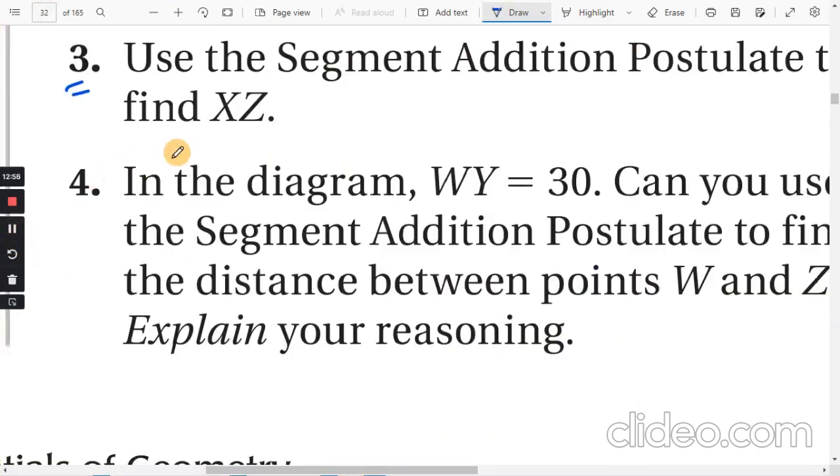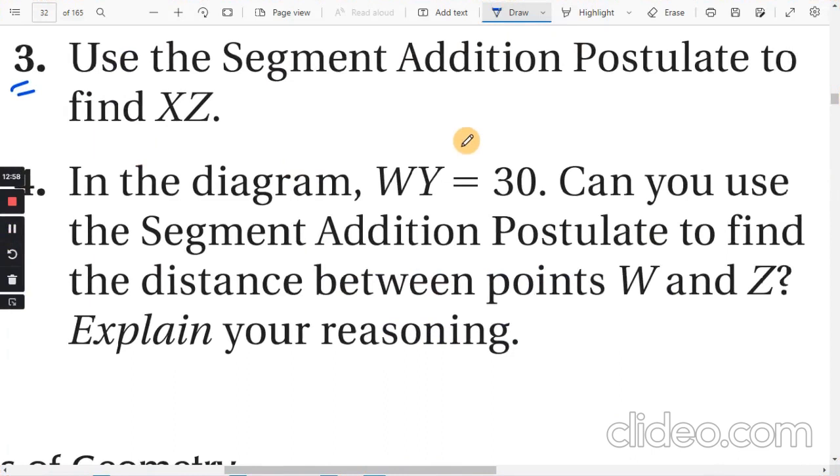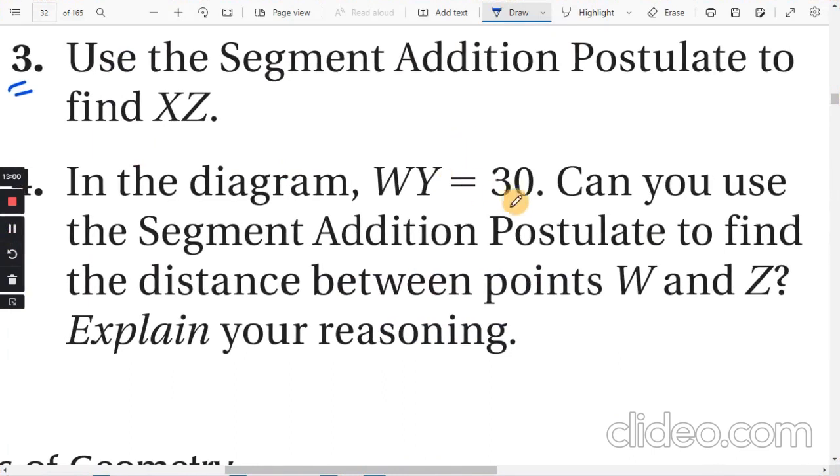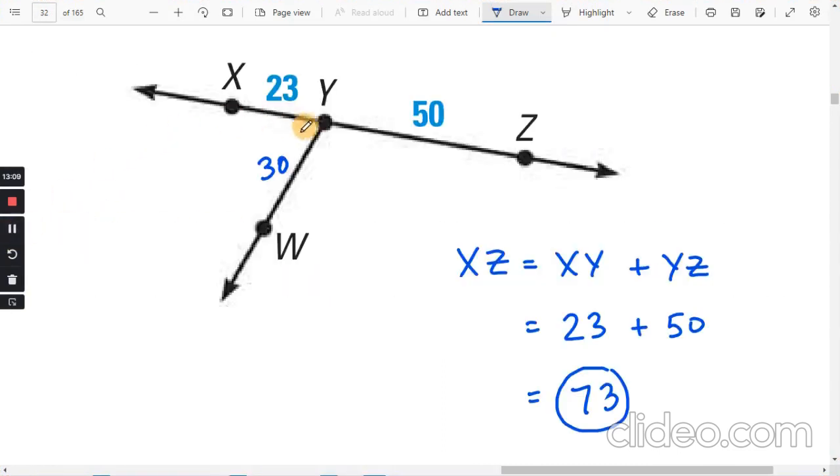Number 4, in the diagram WY equals 30. Can you use the segment addition postulate to find the distance between points W and Z? Let's take a look. I labeled WY to be 30, and they want to know if you can possibly find the distance from W to Z. So think about that for a second.